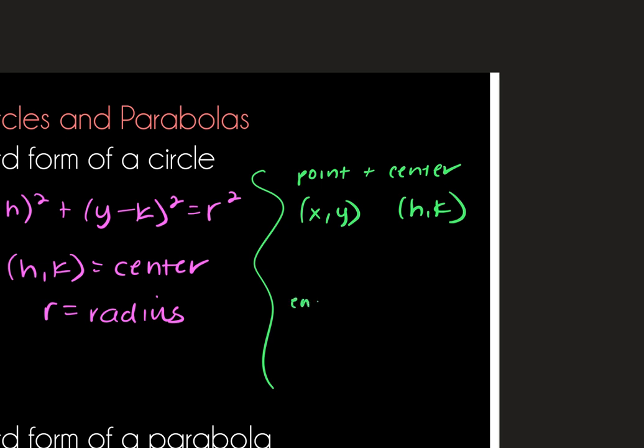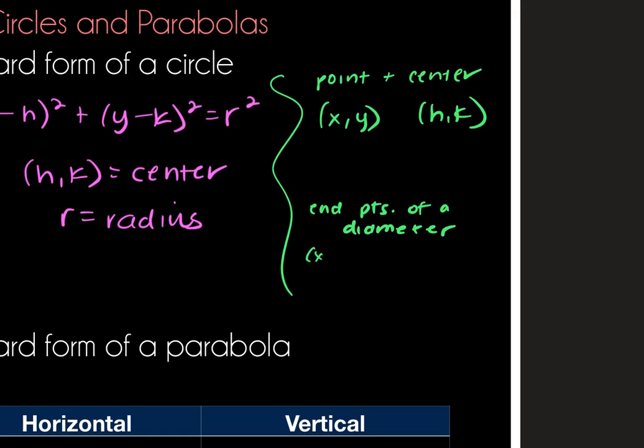Or you could be given the endpoints of a diameter. So in the homework and the notes, there were point and center. And on the review is endpoints of the diameter. Be prepared for either. If you had to do the endpoints of the diameter, so I'd get like x1, y1, x2, y2, then what you don't have is the center. How do you find the center if you have the endpoints of the diameter? Good. So you're going to do the midpoint to get the center.